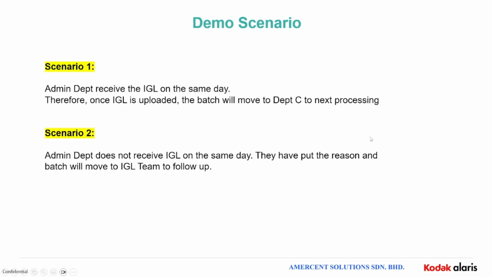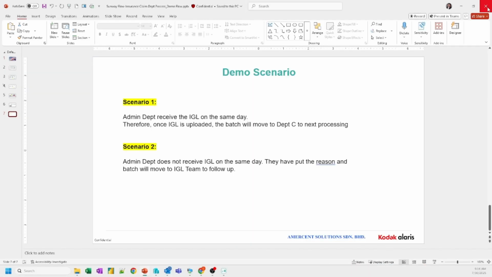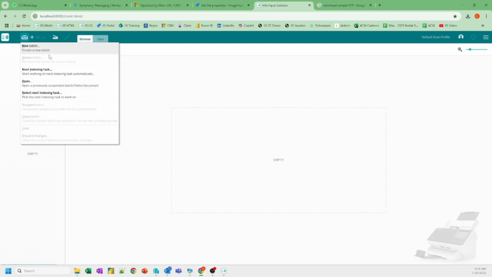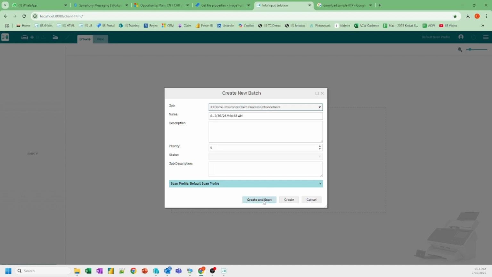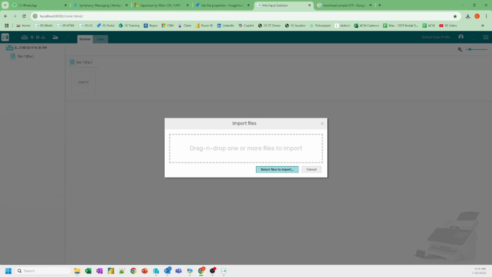So you can see that this will demonstrate the inter-department sharing of information and the status of what is happening on the case. Okay, so let's open this, this is IIS. I'm just going to process the process call here, and I already pre-prepared the document.